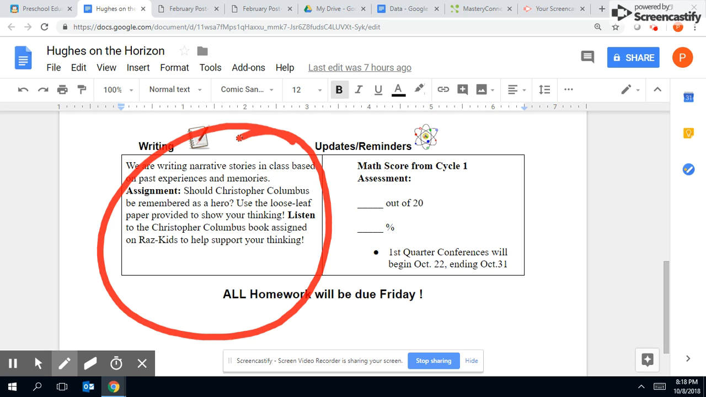But in order to participate in the debate, your student must have their written statement telling whether or not they believe he is a hero or not, and they must have evidence from their readings on the passage or the readings on Raz Kids, or even the Brain Pop video if you want me to send that back out to you. This is really interesting stuff. I'm really excited about the learning that's going to take place this year.